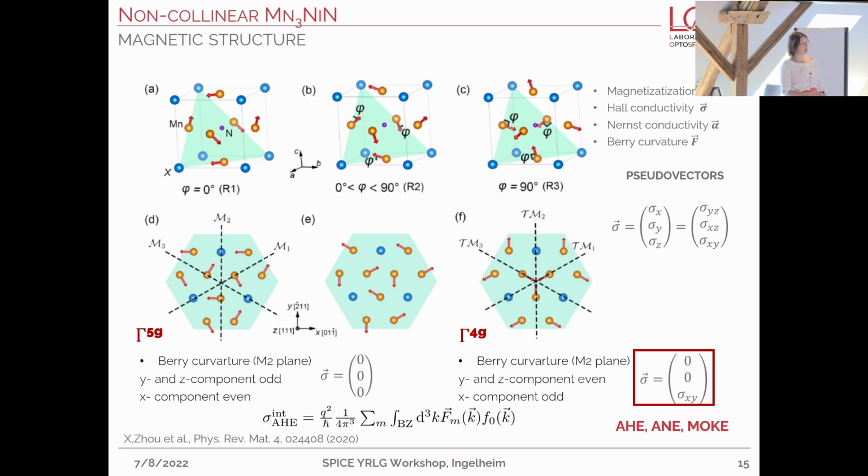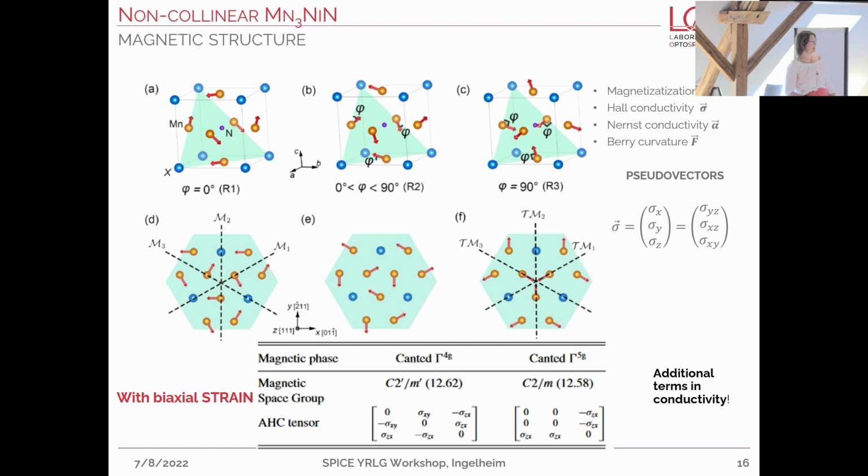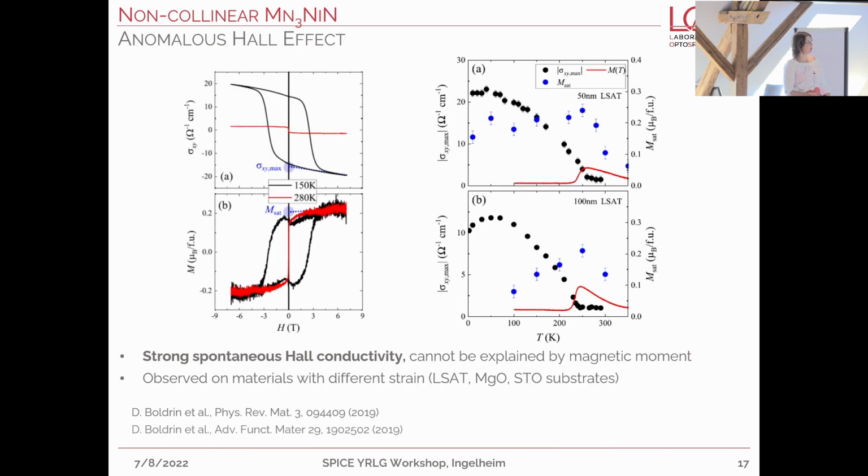On the other hand, for this phase, again, you can check the symmetry. Y and Z are even, the X component cancels out. And again, from the symmetry, you only get this Z component. So basically, you get anomalous Hall, anomalous Nernst, and MOKE. And also, if you add biaxial strain to this, you can have even some small contributions in the 4G phase, in the 5G phase, but this is small.